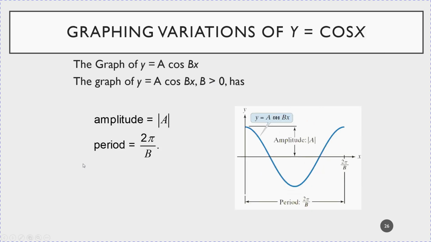All right. So here's some important information. This is very, very similar. It's actually the same as the sine graph. So the graph of y equals a times cosine of bx, with b greater than 0, has amplitude, just like the sine graph, of the absolute value of a, and its period, how long it takes to repeat itself. Again, you're just going to take 2 pi and divide it by b, just like we did for sine.